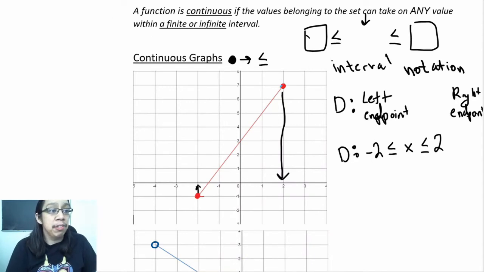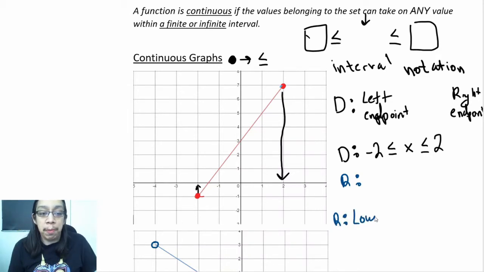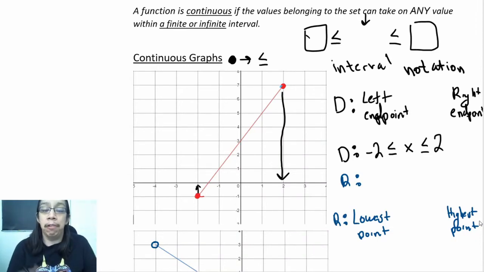Okay, so how does the range work? To find the range, we're going to be using a similar trick. To find range, we're going to be thinking about the lowest point, and we need to think about the highest point. Once we locate the lowest point and the highest point, then we're going to be focusing on the y value of that low point and high point, because range deals with all of the y values or all of the outputs. So let's go ahead and see how that works out.